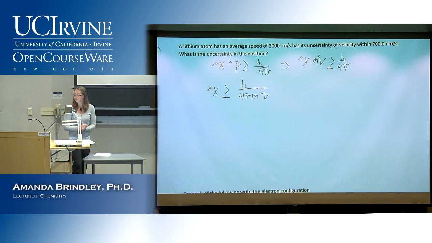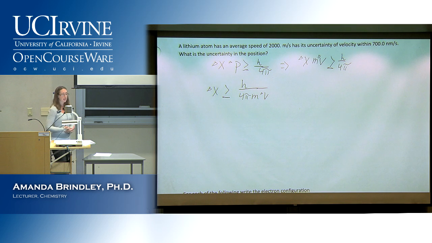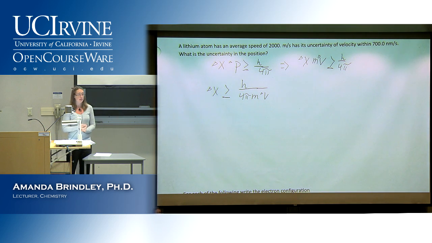So some things to be careful of. This is now effectively filling in. So h is just h, we don't have to worry about that one too much. 4 pi is just 4 pi, we don't have to worry about that too much. What is mass? Do we just look on the periodic table and see what the mass of lithium is?